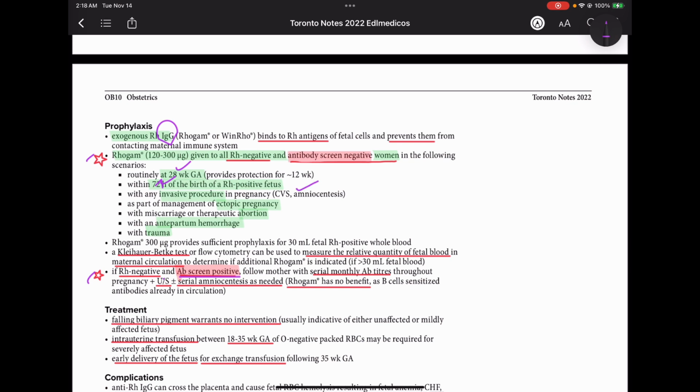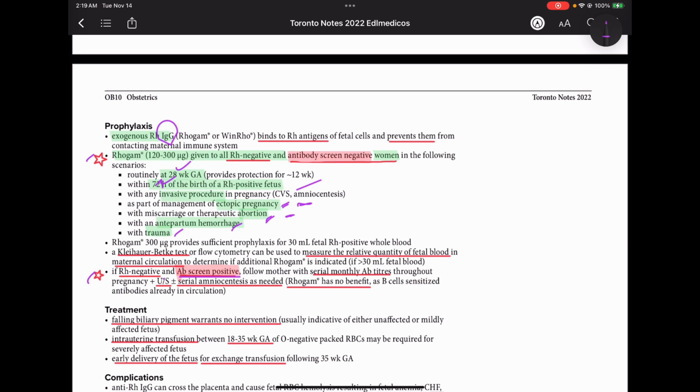Any invasive procedure, you're going to give RhoGAM. Ectopic pregnancy, abortion, antepartum hemorrhage, trauma. The question arises, why an abortion, when the baby is not there anymore? Why an ectopic pregnancy? Because entering of fetal blood in the maternal blood would lead to production of antibodies, which would lead to problems for the next baby. So we have to give them RhoGAM in ectopic pregnancy, in abortion, in antepartum hemorrhage, and trauma.